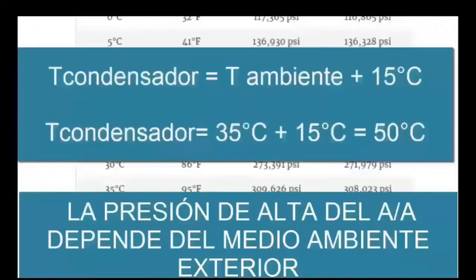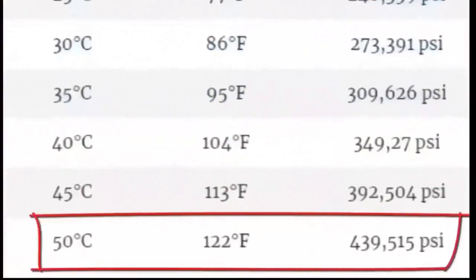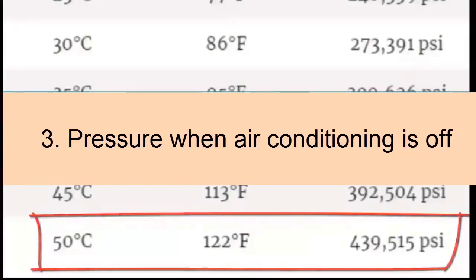2. To know the high pressure of equipment that works with R410A, we use a condensing temperature of 50 degrees Celsius. Here we have an absolute pressure of 439.515 psi. To know the high or condenser pressure that the manometer would mark, we subtract the atmospheric pressure from the table value. This gives 439.515 psi minus 14.7 psi.